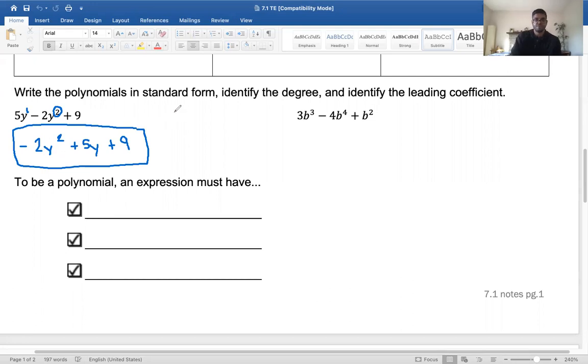And so then if you want to figure out the degree, which I'm going to label d, it's just the highest exponent that you have. So here degree equals 2. Your leading coefficient is going to be negative 2. It's the number in front over here.